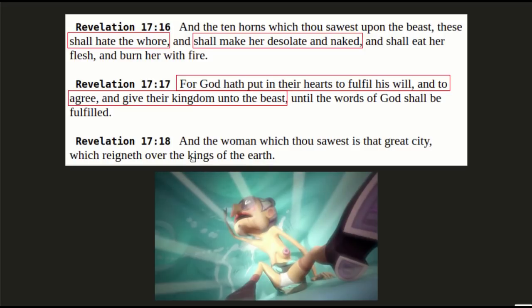But clearly it says, and the woman which thou sawest, this whore, is that great city which reigneth over the kings of the earth. That's present tense. When John wrote that, that was Rome. And just a few verses up in the chapter, the woman sits on the 7 mountains, the city of the 7 mountains, the city of hills, 7 hills, which is Rome.